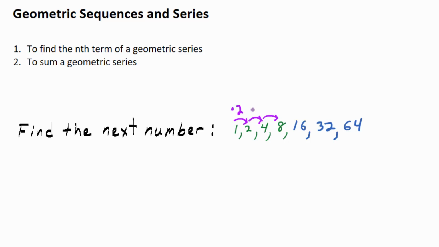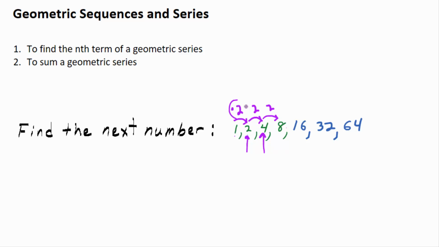So here we multiply by 2 to get the next term. So think about it. 1 times 2 is 2, 2 times 2 is 4, 4 times 2 is 8, and so on and so forth. So this recursive feature, where to generate one term in a sequence you multiply the previous term by a common, constant number, makes it a geometric sequence.